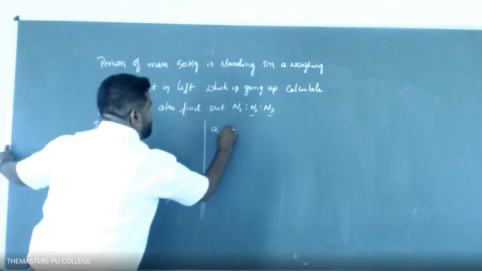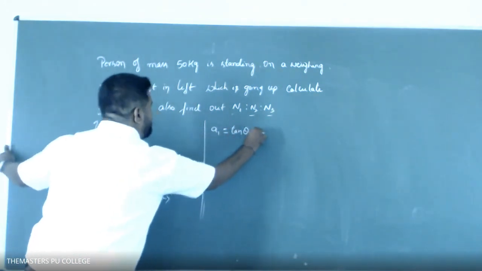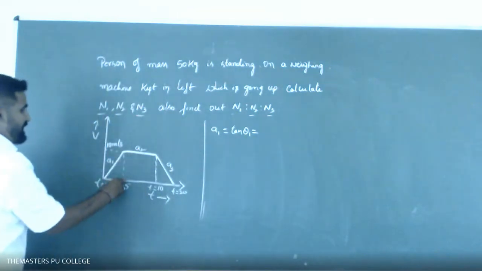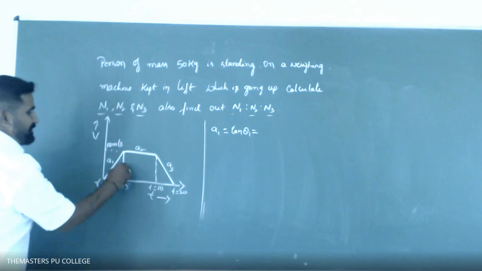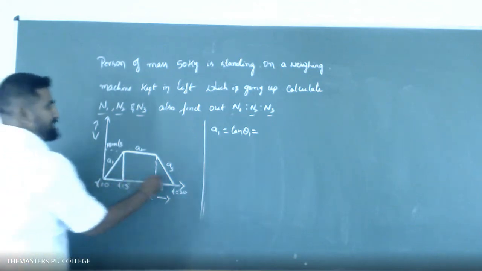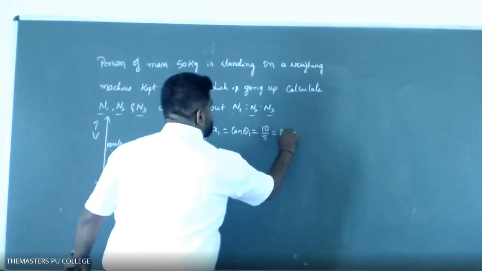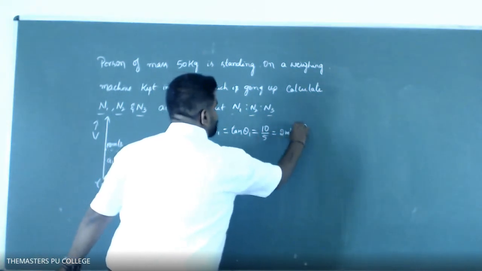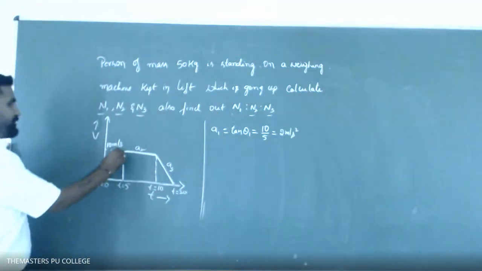Let me calculate the value of A1. To find A1, I know that tan theta 1 is the formula. Tan theta 1 means perpendicular divided by base. Perpendicular is 10 and base is 5. Therefore, A1 is equal to 2 meter per second square.